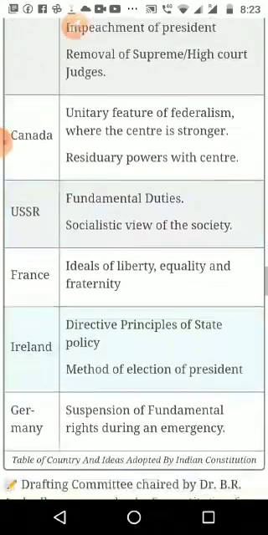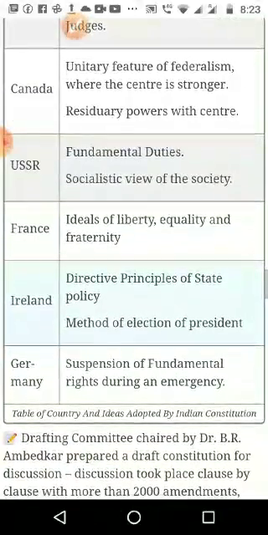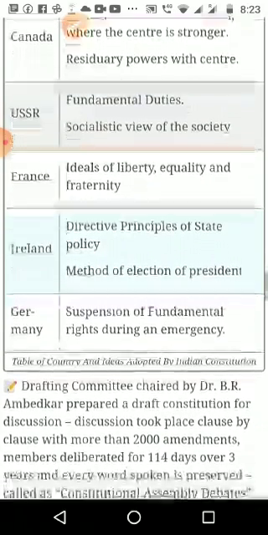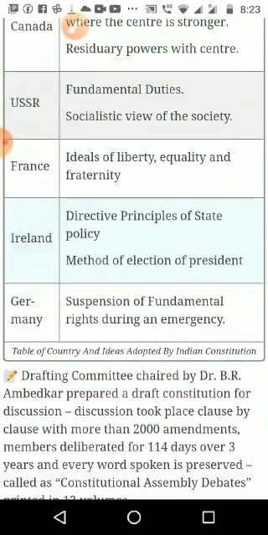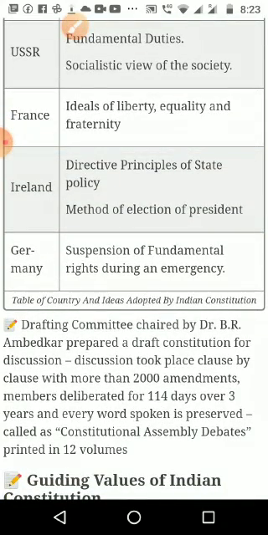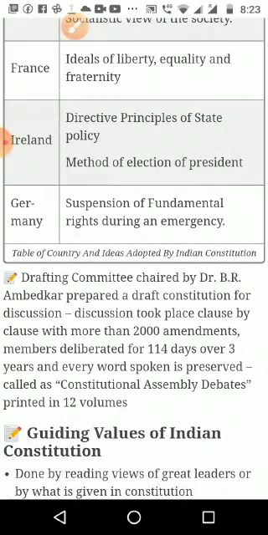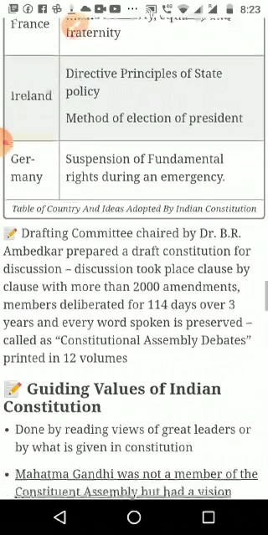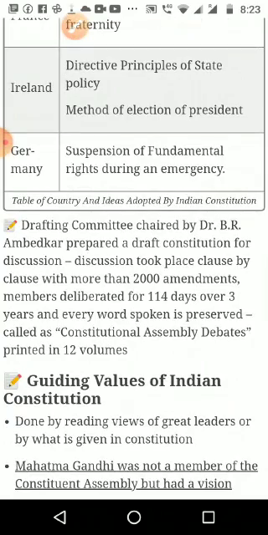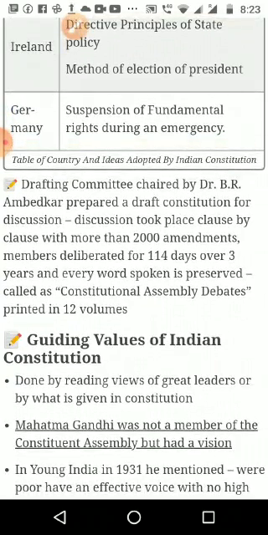Canada: unitary features of federalism where the center is stronger, residuary powers with the center. Then USSR: fundamental duties, socialist view of society. France: ideals of liberty, equality and fraternity. Ireland: directive principles of state policy, method of election of the President. Germany: suspension of fundamental rights during an emergency.